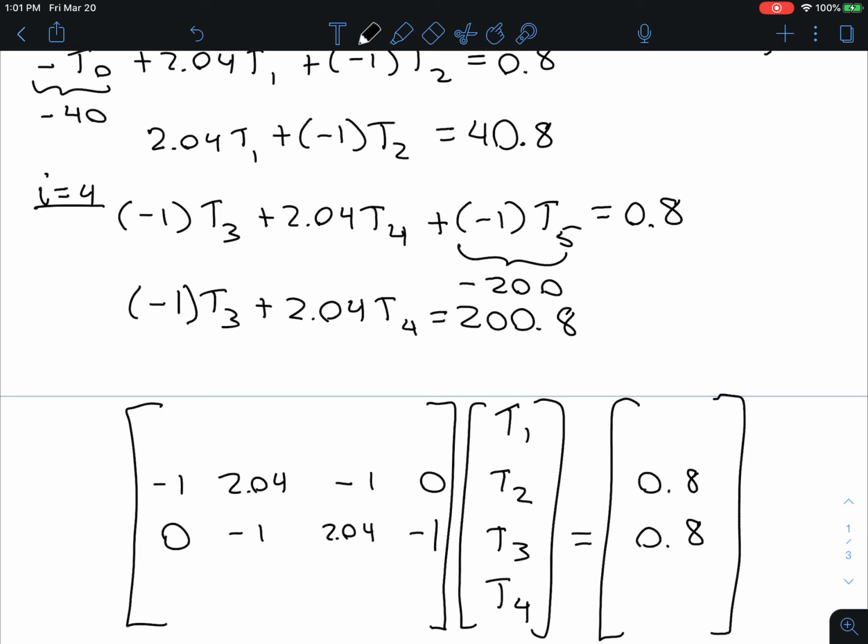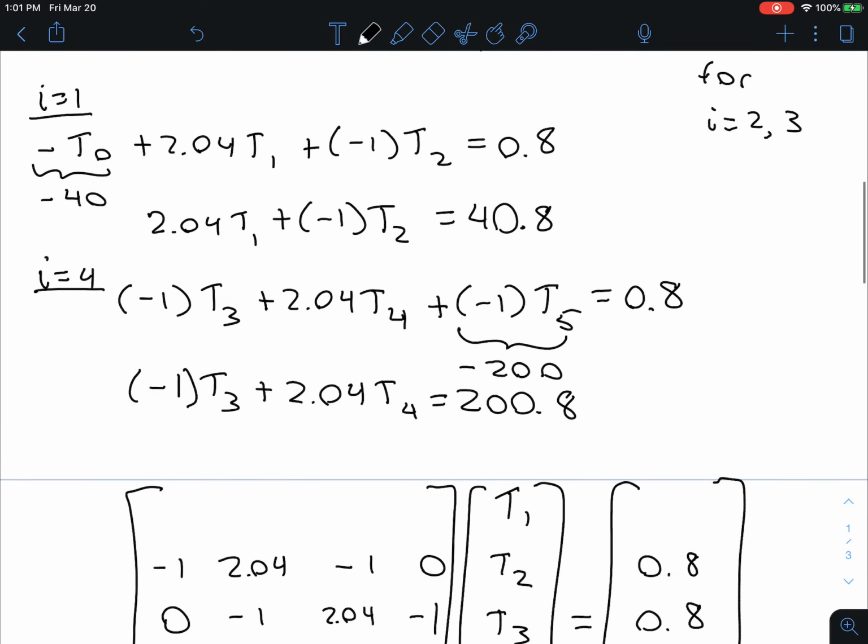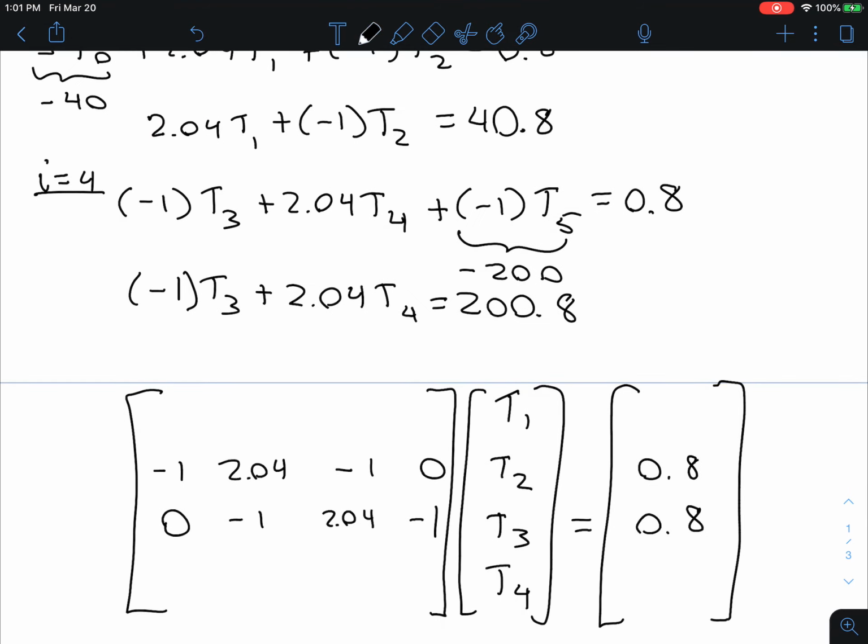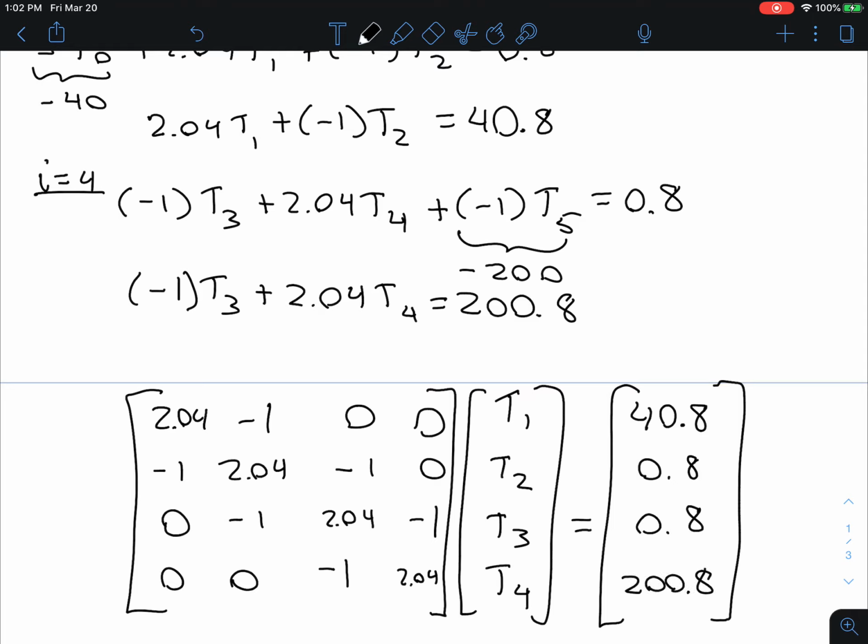And for the first row, going back to i equals 1, we need this equation. So what we're going to have is 2.04 T1 minus T2, and then you don't have these other two temperatures. And on the other side you have 40.8. Okay, the last row involves only T3 and T4, so we're going to have 0, 0, minus 1 times T3, 2.04 times T4, and then 200.8.